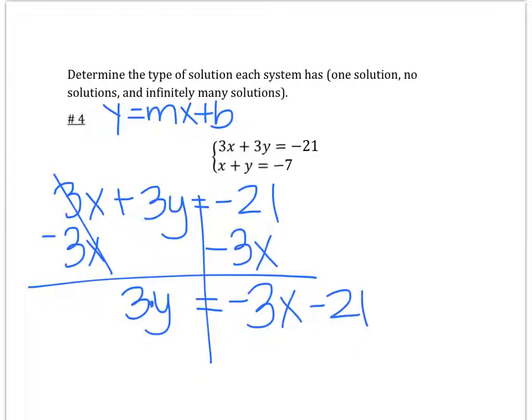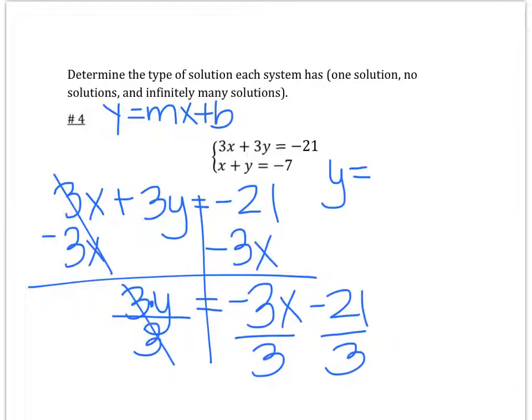3 and y are being multiplied together, so I undo it with division. I divide everything by 3. Those 3s cancel, and I'm left with y equals negative 3 divided by 3. It's going to give me a negative 1x. Negative 21 divided by 3 is going to give me a negative 7, or minus 7. Now my m is negative 1. My b is negative 7. And that's for my first equation.